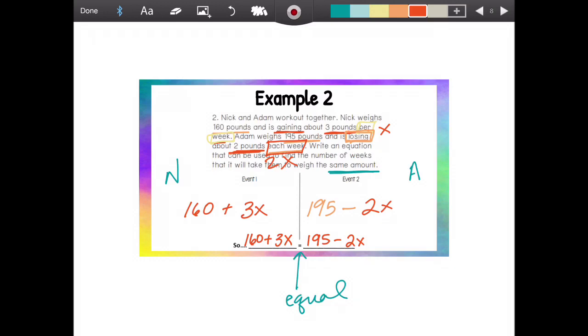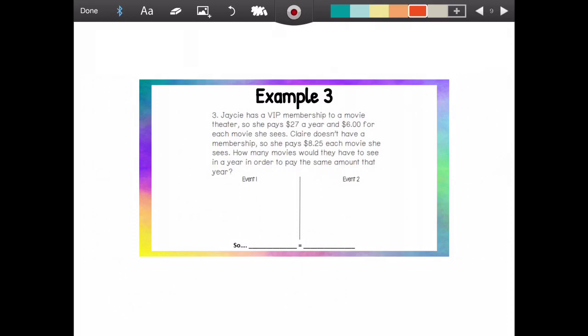All right, so moving on to example number 3. JC has a VIP membership to a movie theater, so she pays $27 a year and $6.00 for each movie she sees. Claire doesn't have a membership, so she pays $8.25 each movie she sees. How many movies would they have to see in a year in order to pay the same amount?